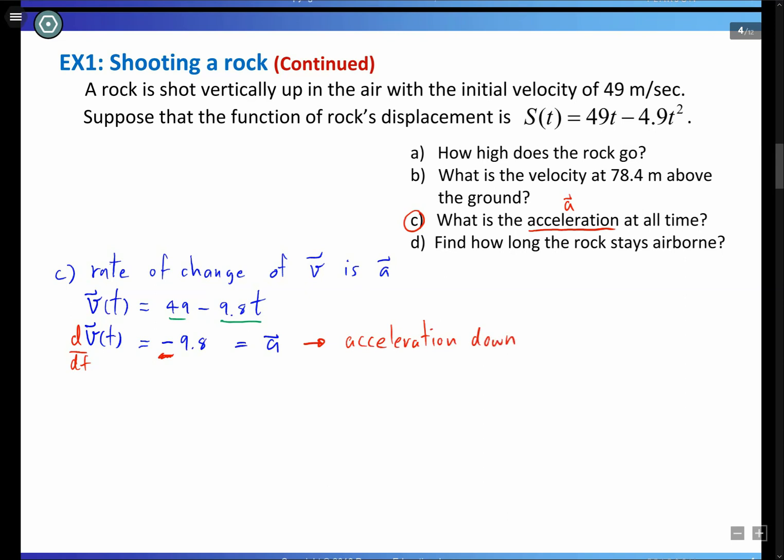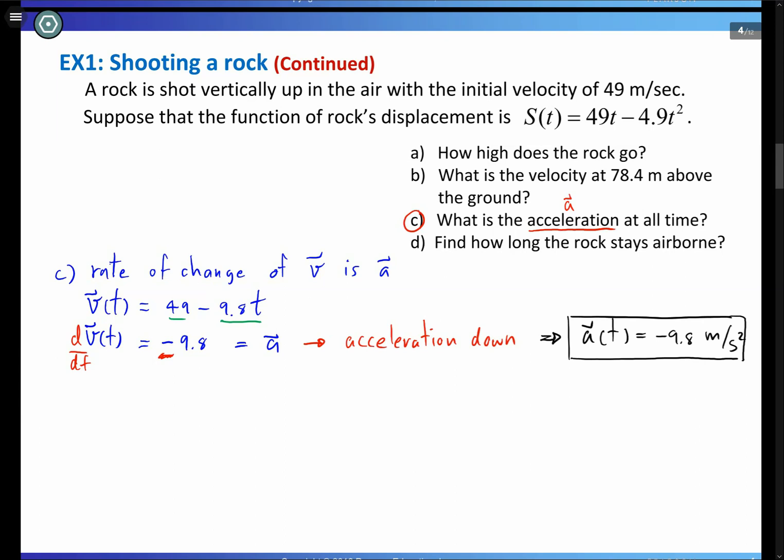Of course, this is gravitational acceleration. It has to point down. And that is the answer for question C. This one is easy. So the answer is, what about we put it right here? Acceleration at all time equal to a constant value, minus 9.8 meter per second square. Okay, answer for part C.